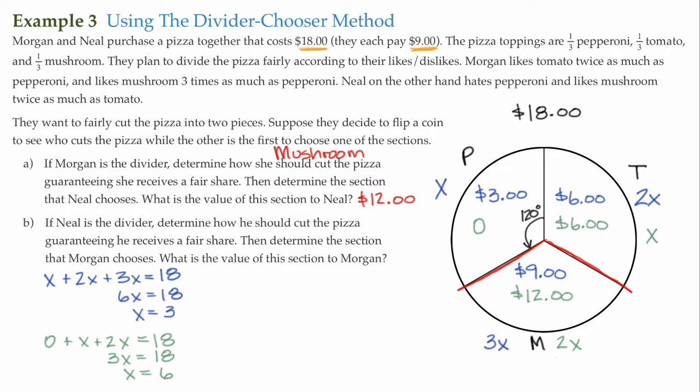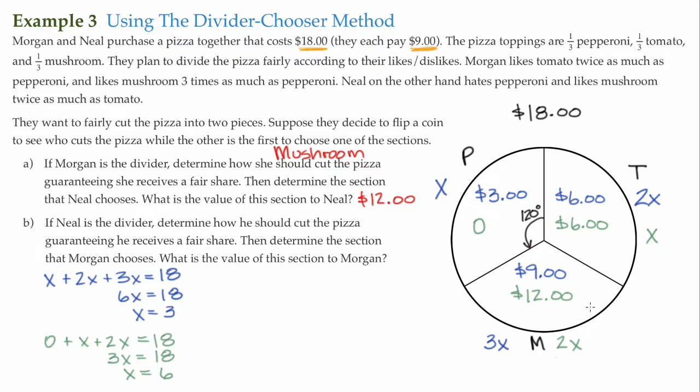Part B says, if Neil is the divider, determine how he should cut the pizza, guaranteeing he receives a fair share. Then determine the section that Morgan chooses. What is the value of this section to Morgan? We can see right here that the tomato portion is $6 and this portion here is $12. So if the tomato portion is $6, all Neil needs to do is cut off $3 more worth to get the $9. So he's going to cut into the mushroom portion here.